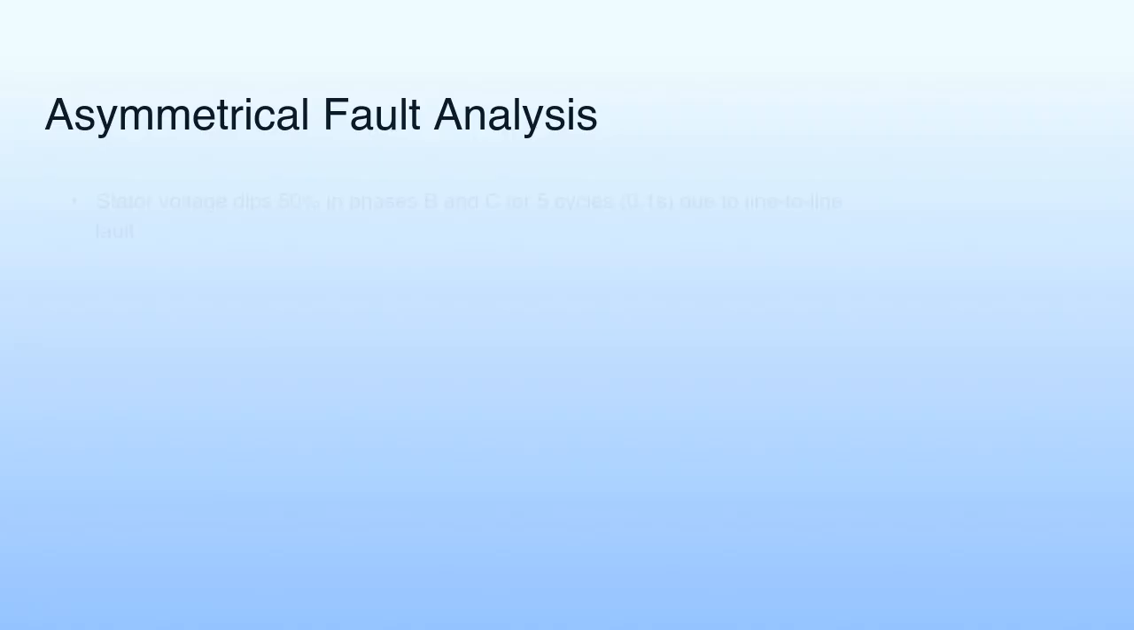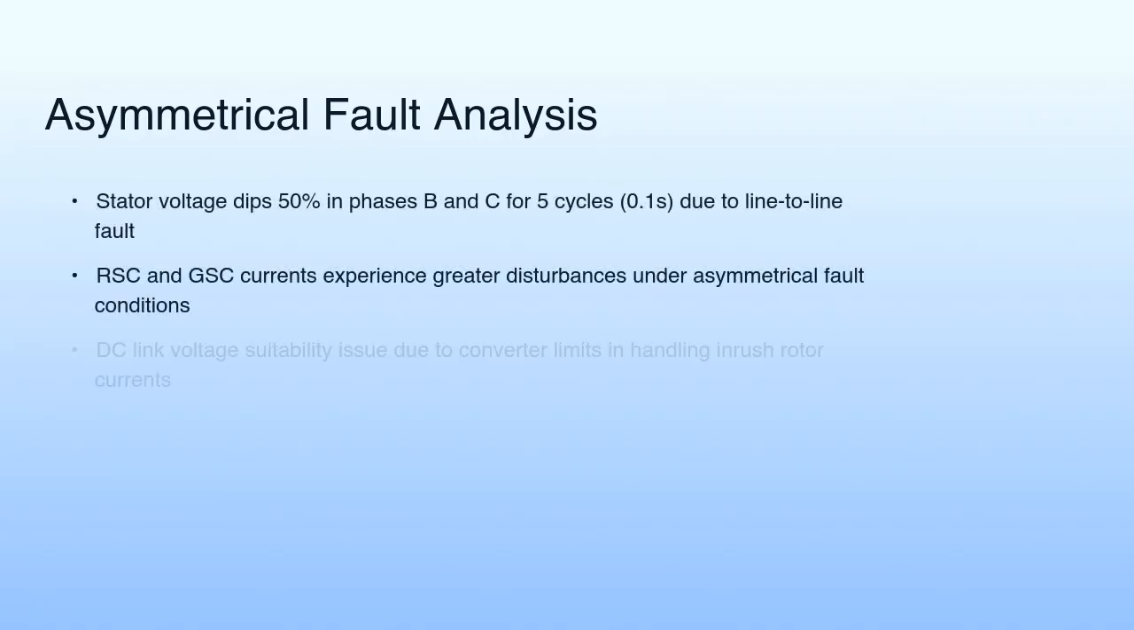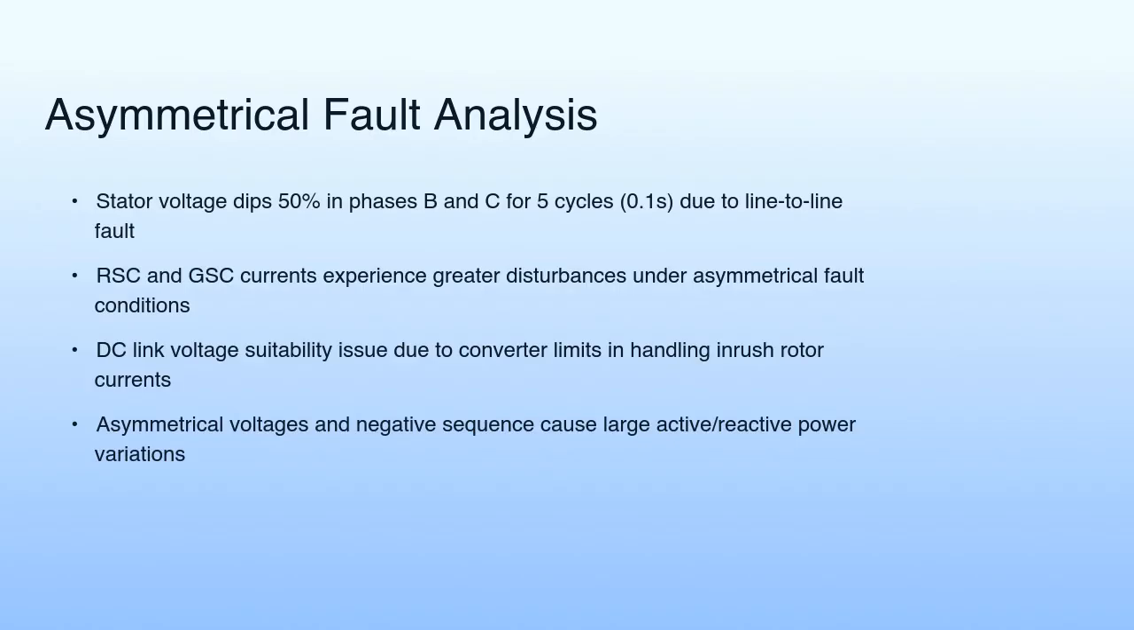In contrast, asymmetrical faults, such as a line-to-line fault causing a 50% voltage dip in phases B and C, lead to greater disturbances in the converter currents and significant DC link voltage issues due to converter limits in handling inrush. Rotor currents, asymmetrical voltages and negative sequence components cause larger active and reactive power variations.